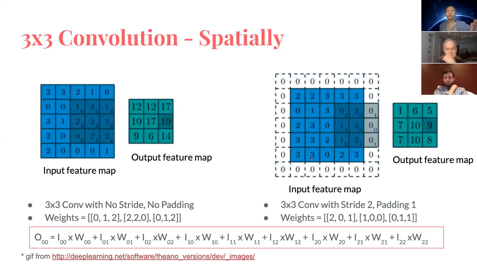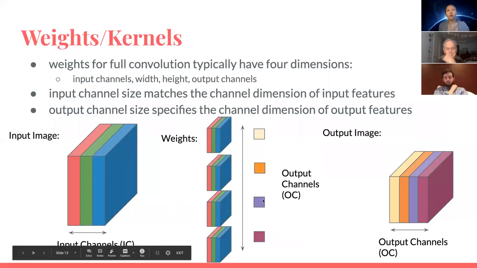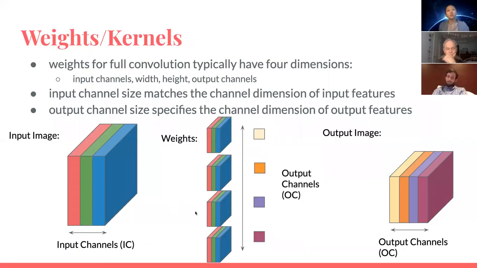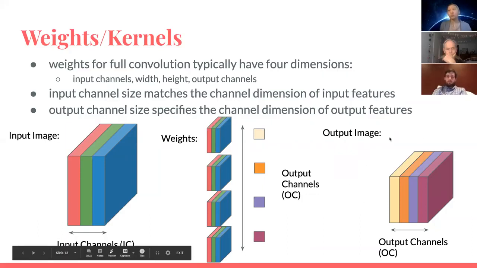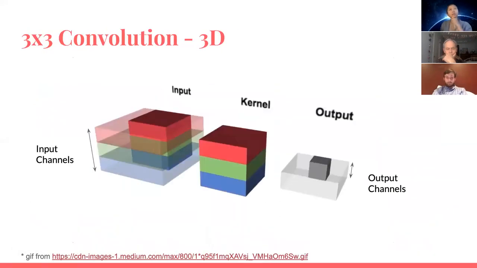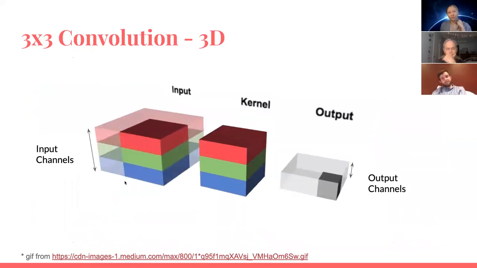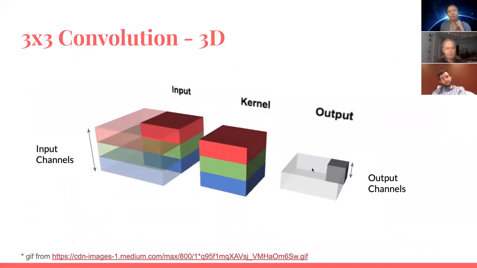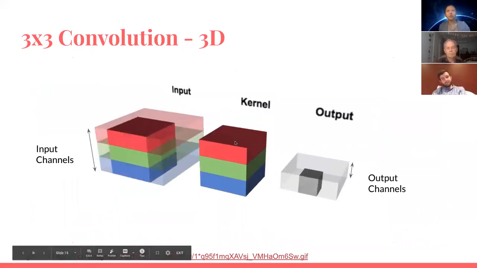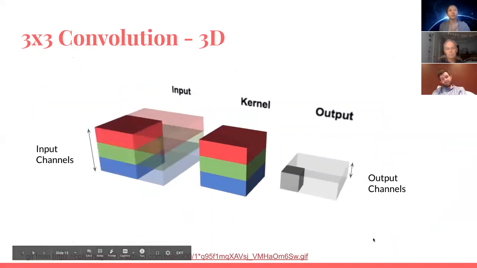And then on the channel level, as we mentioned, we perform, for example, 4 of these, so output-channel-number of these convolutions spatially, and then we generate output images with a different number of output channels. And here's a 3D animation of how convolution works. This is how we produce one output channel. If we have multiple of these kernels, we can produce output with more output channels.